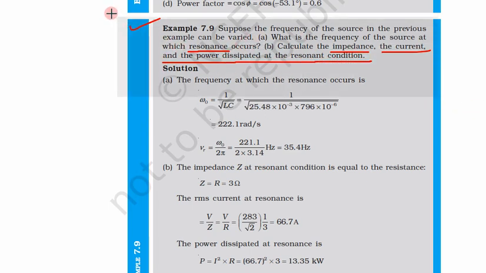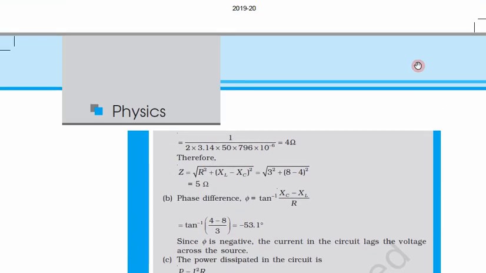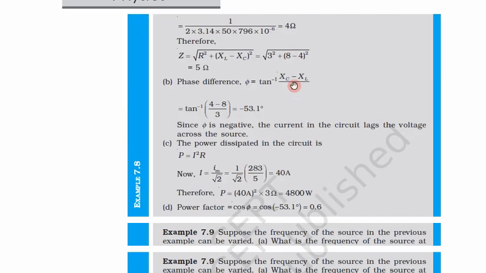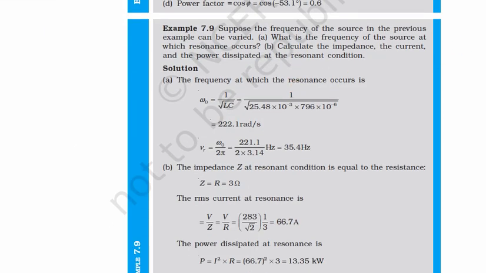So in the previous condition, what we have done, we have simply used the frequency nu is equal to 50 hertz. Now we have to calculate the same frequency when there is a resonance condition, and we know for resonance condition omega 0 is equal to 1 by under root LC. So now let us put all the value. This is 1. L is equal to 25.48 millihenry. So this is minus 3. C is 796 microfarad. When we solve all this number, what we get?